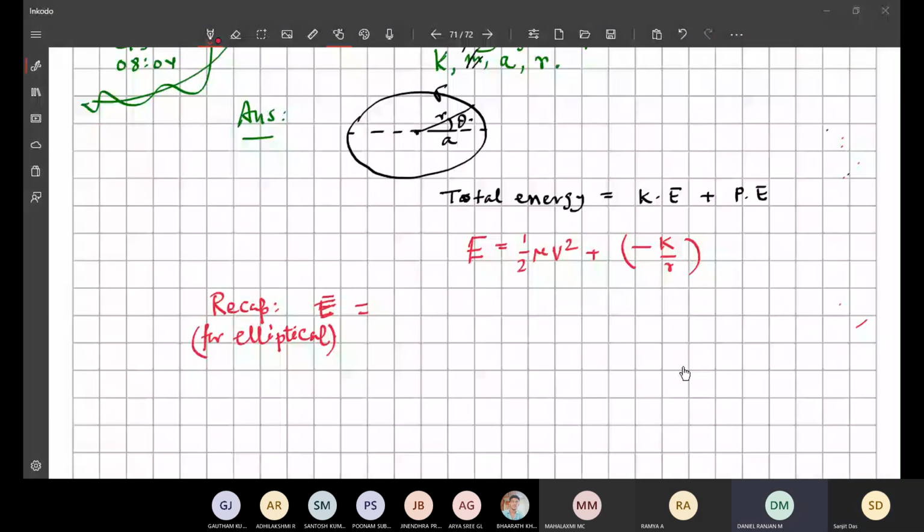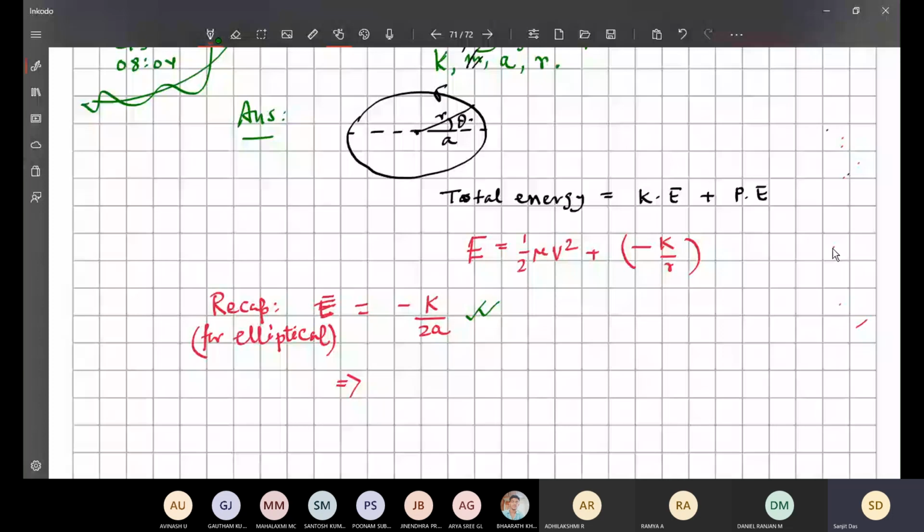Minus k by 2a. Yes, correct. So minus k by 2a. Once this is given, I think everything else is known. You don't need to do anything else. That's why I said it is a one-line problem, provided, of course, this part is not one line. Doing this itself took a long time. So this is, as I told you, a recap.